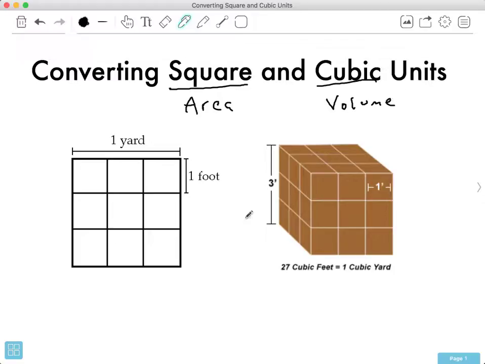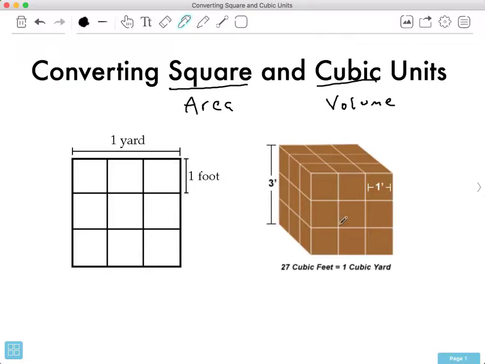But the problem is if you try to convert an area measurement from one unit to another, it's not as simple as converting a linear measurement from one unit to another. For example, we know there's 3 feet in a yard, but there's actually 9 square feet in 1 square yard.